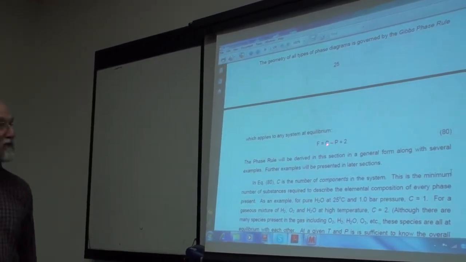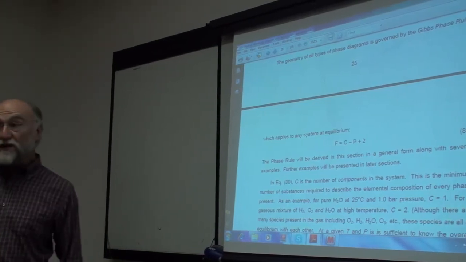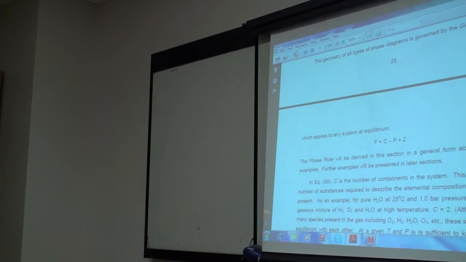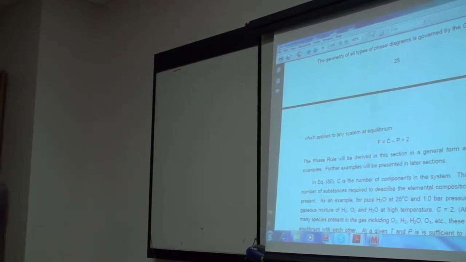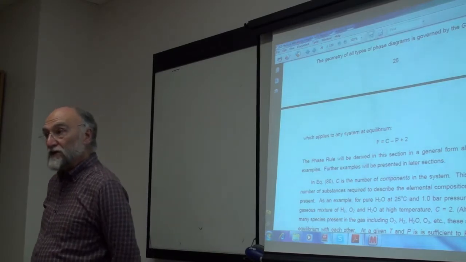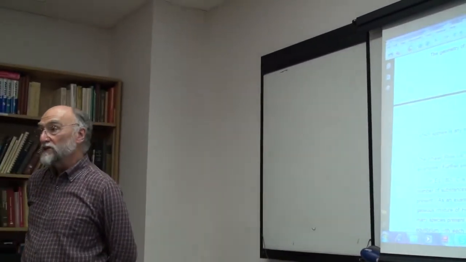C is the number of components in the system, P is the number of phases at equilibrium. This only applies when the system's at complete equilibrium, right? If the system's not at equilibrium, the Gibbs phase rule doesn't apply. F is the number of degrees of freedom, the number of variables that you can vary independently and still remain in the phase region that you were in. Now let me show you what that means, the normal interpretation of that.